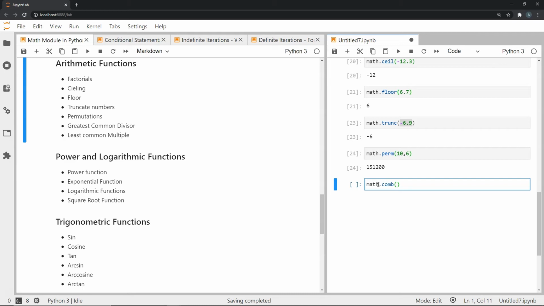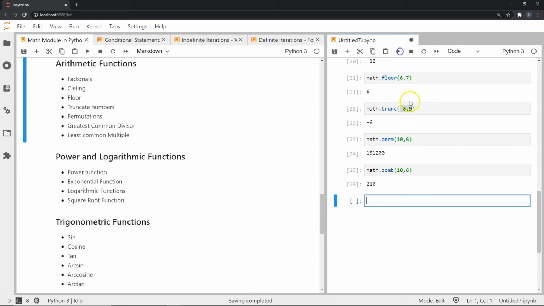So the combination function, again, you pass an n and a k. Again, n should be greater than or equal to k. What this evaluates is n factorial divided by (n minus k) factorial times k factorial. So again, this is a mathematical concept. Let's look at the combination of 10 and 6. As you can see, it gives me 210, which is the combination of 10 and 6.